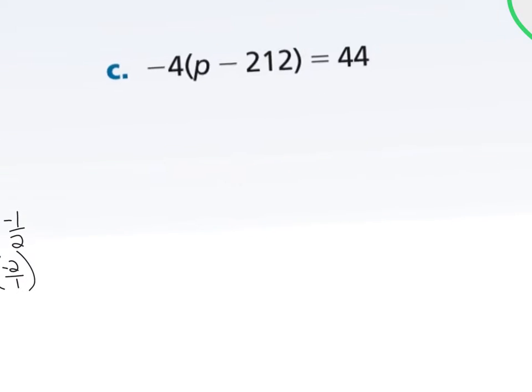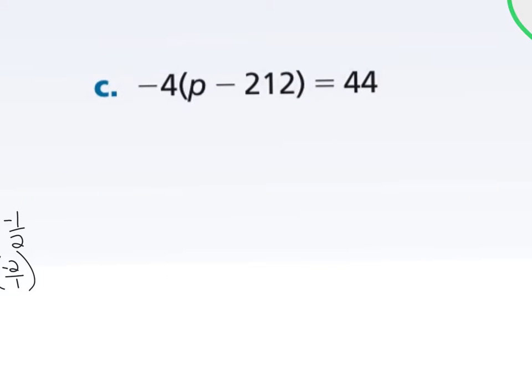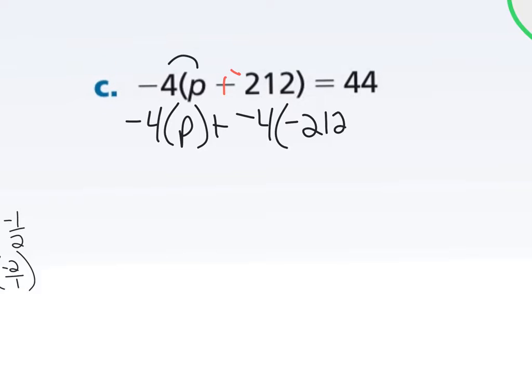In part C, we got a similar idea happening here. Again, they're subtracting, so if you want to start, you can add the opposite. So we can go ahead and distribute then. So we'll do -4 times P plus -4 times -212.